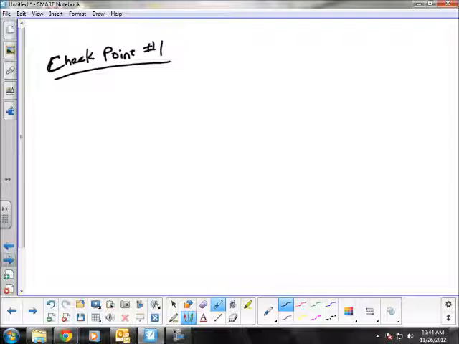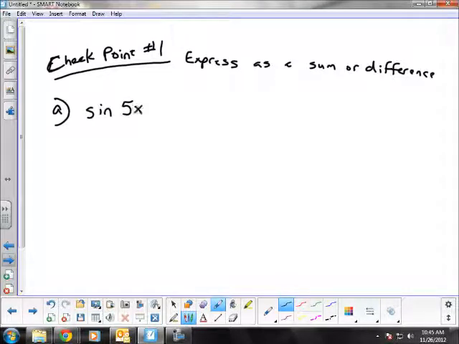Okay, so it just wants us to express as a sum or difference. So we're not doing anything with it, we're just changing the way it looks. Part A is the sine of 5x times the sine of 2x. And part B wants us to do the same thing to the cosine of 7x times the cosine of x.